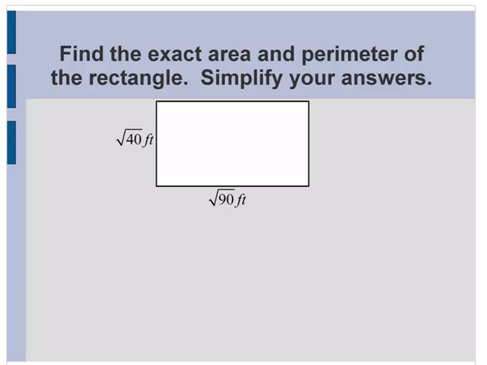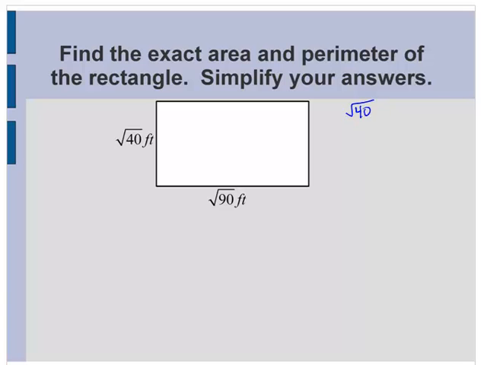Alright, and so we'll end the section with an application. Here we are asked to find the exact area and perimeter of the rectangle, and we're asked to simplify the answers. Alright, so first, I see the square root of 40 and I see the square root of 90, and I can work with them, but I'm going to go ahead and simplify them first.